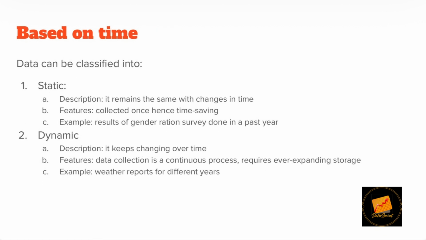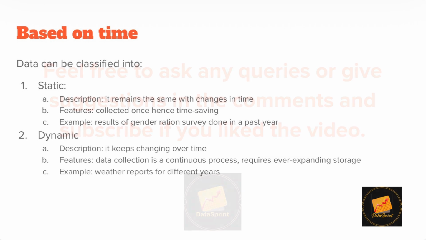Now, based on the time, data can be classified as static or dynamic. Static data remains the same with changes in time. It is collected once, hence the process is less time consuming. For example, results of gender ratio survey done in the past year. Dynamic data keeps changing over time. Here, data collection is a continuous process and it requires ever-expanding storage. For example, weather reports for different years.